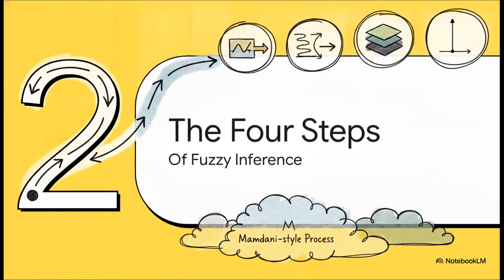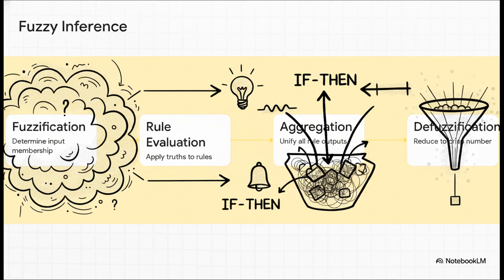With that baseline set, let's move into Section 2. The 4 steps of fuzzy inference. We are going to trace the exact journey of a single input right through the standard Mamdani-style process. This journey follows a really strict sequence to derive a conclusion from an input. First up is Step 1, fuzzification. That's finding the degree of membership. Then we hit Step 2, rule evaluation, where the system actually applies those truths. Step 3 is aggregation, pulling it all together. Until finally, Step 4, defuzzification, translates everything back into a crisp, real-world number.